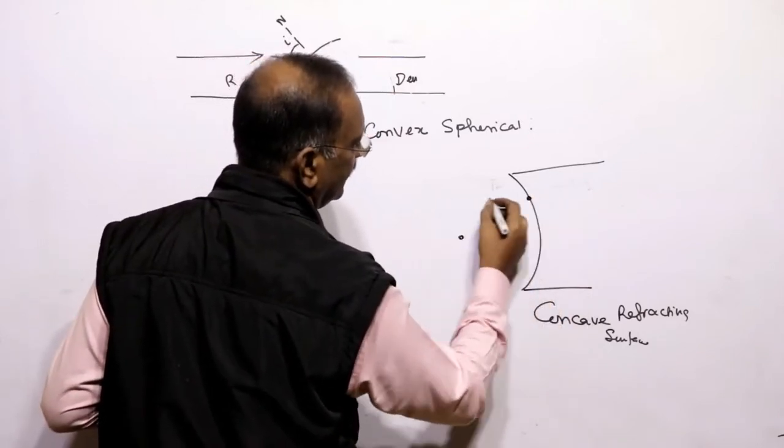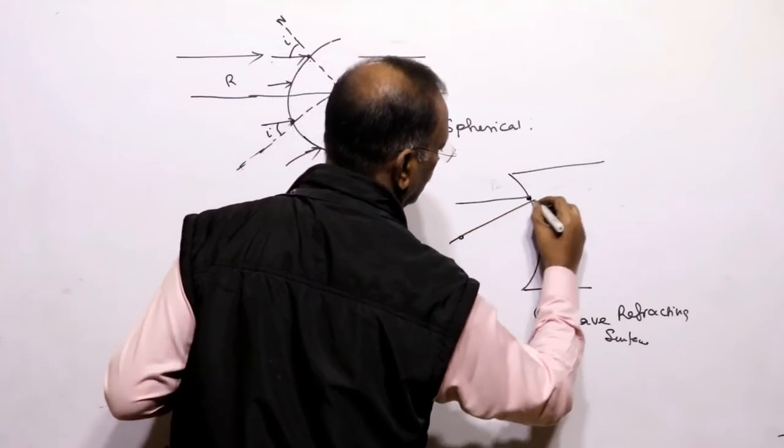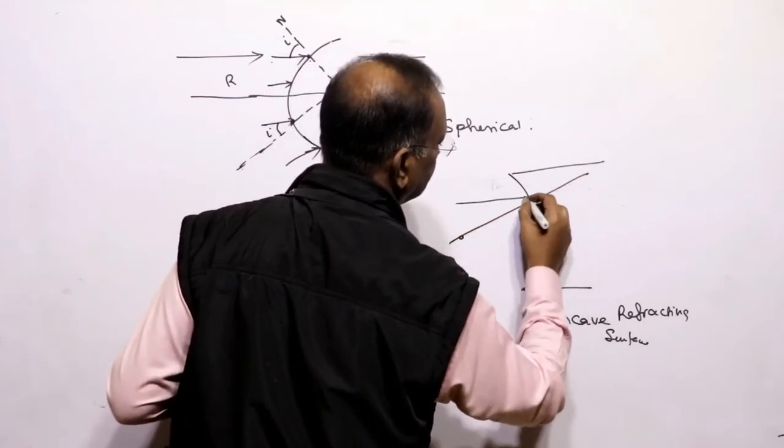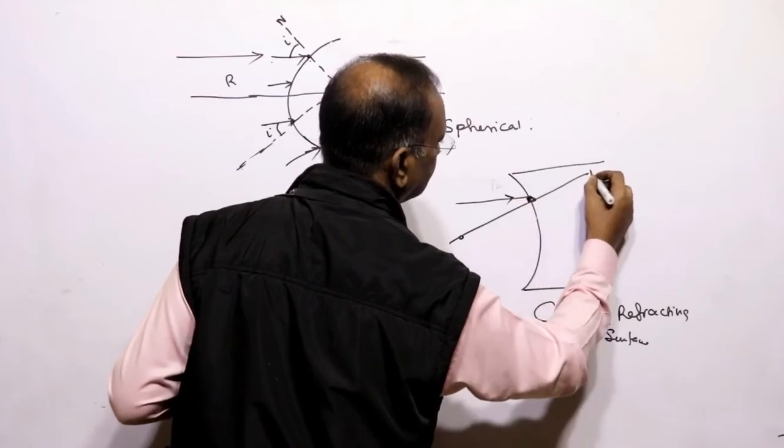At this point, if we raise a striking ray, we draw a normal to this point. At this point, that is the normal. This is the incident ray. This is the normal.